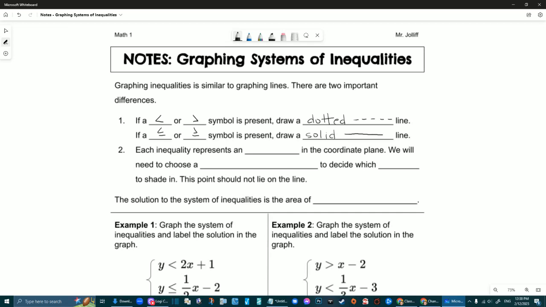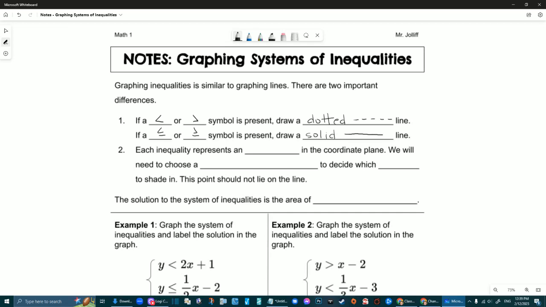The inequalities will still be in slope-intercept form, and we'll graph them the same way. Identify the y-intercept, use the slope to find your second point. The only change is now sometimes you're drawing dotted lines, sometimes you're drawing solid lines.